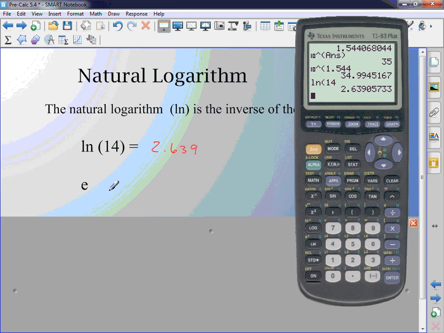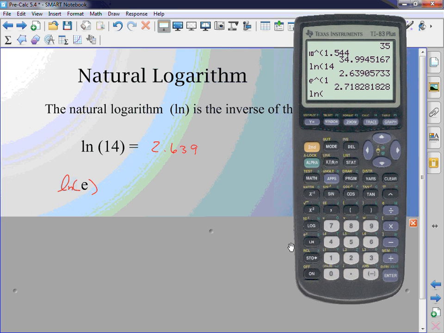Now, what did we say e was? 2.718, and so on. Now, if I take the ln of e, I have to put e to the first. Second ln. I get what? You should get 1. Because an ln cancels out an e. An e cancels out an ln because they're inverses of one another.